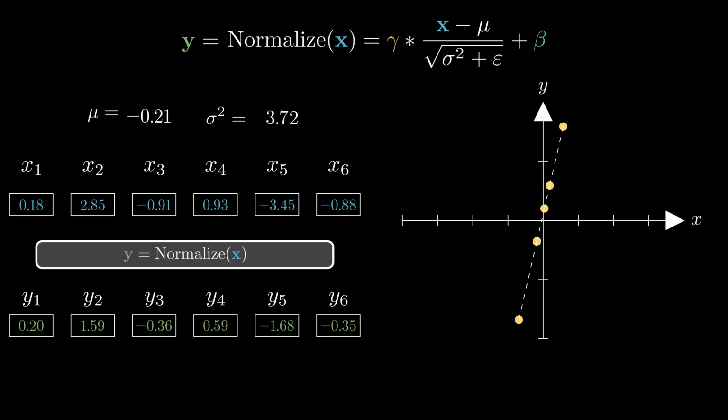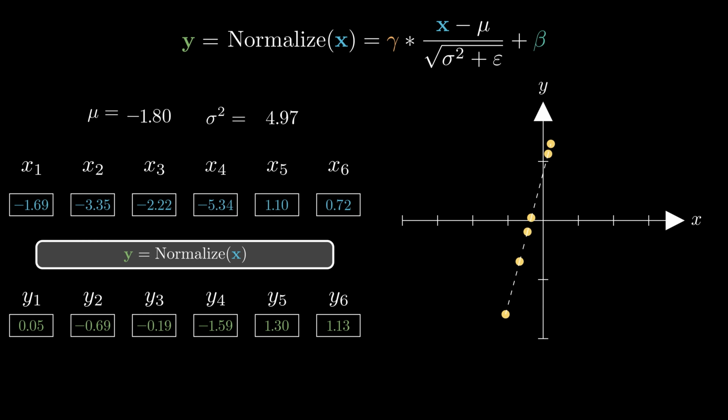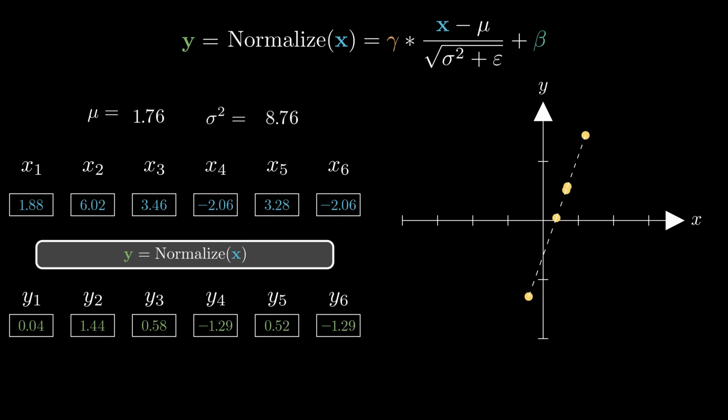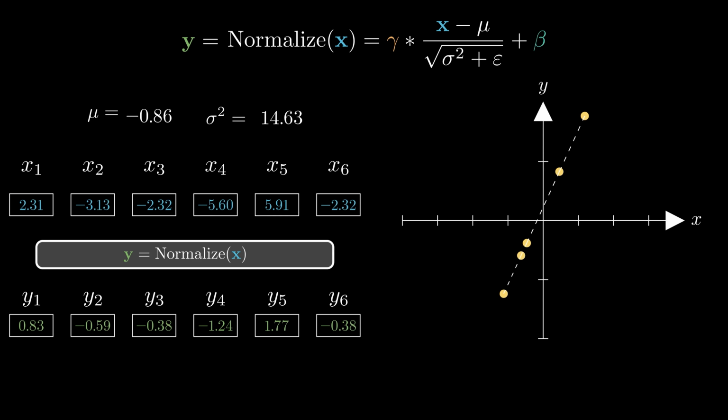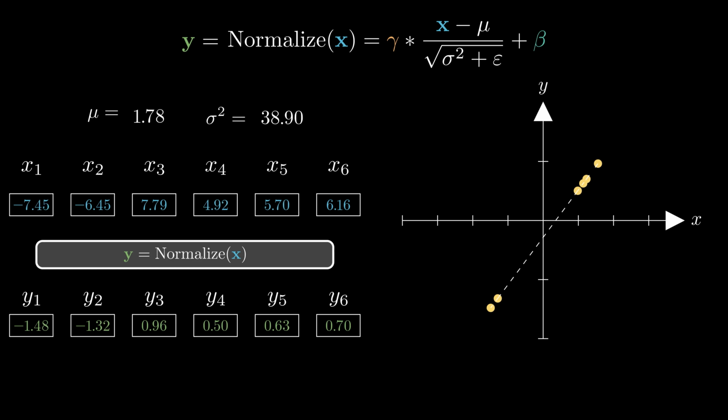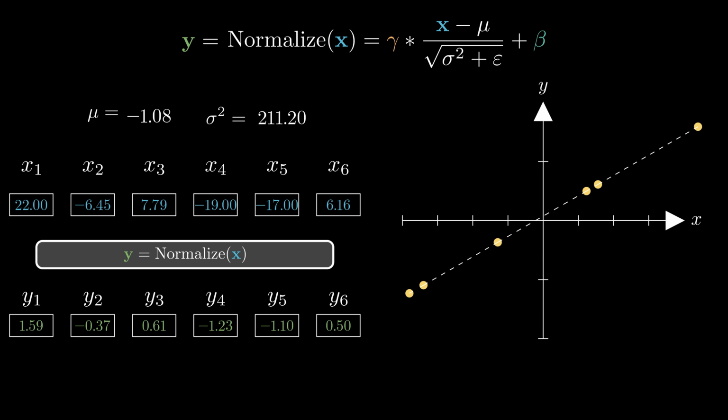Here are some more examples. But here's where it gets interesting. When the input has more spread, the output slope flattens out. This effect becomes especially clear when the input vector includes extreme outlier values. When the input vector has high variance, normalization compresses the output values, ensuring they remain within a stable, bounded range.